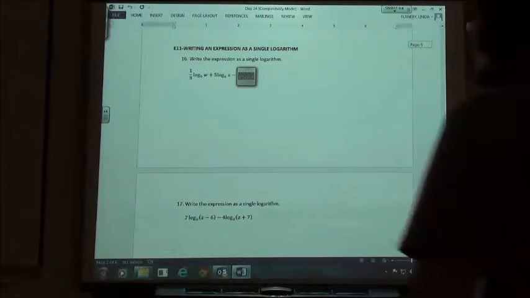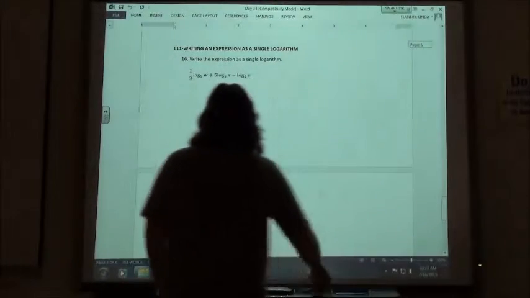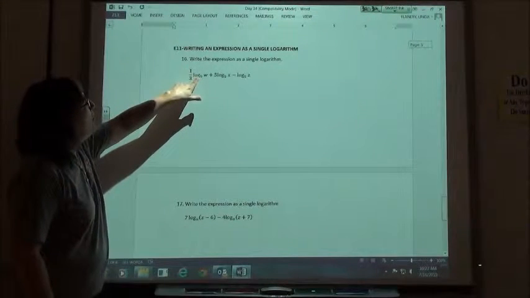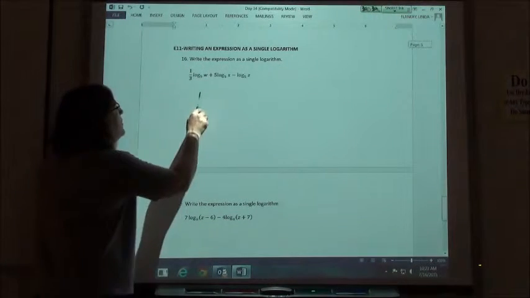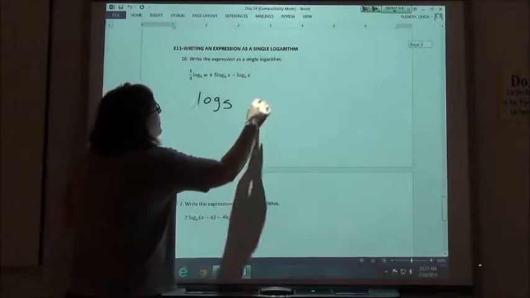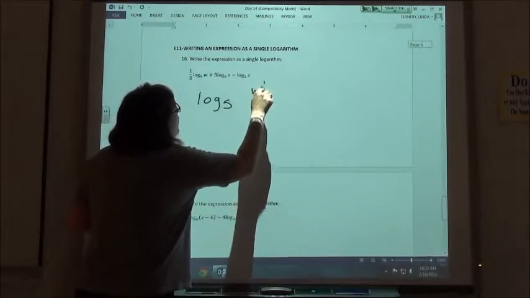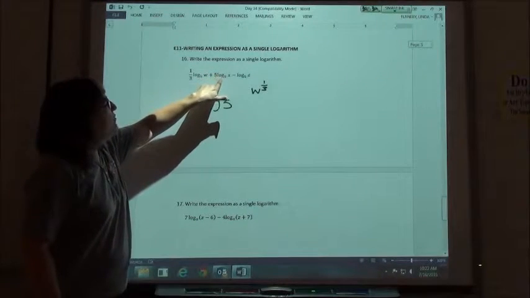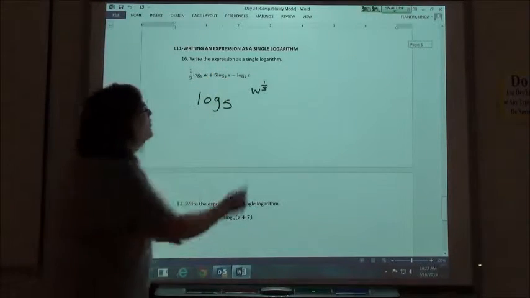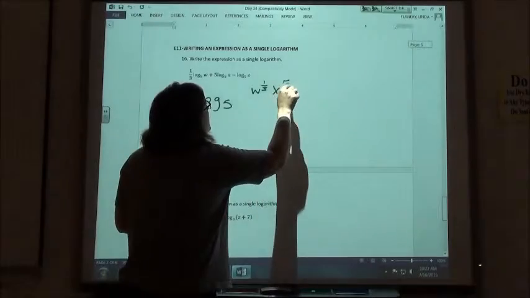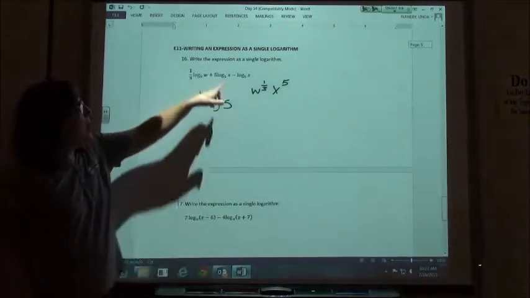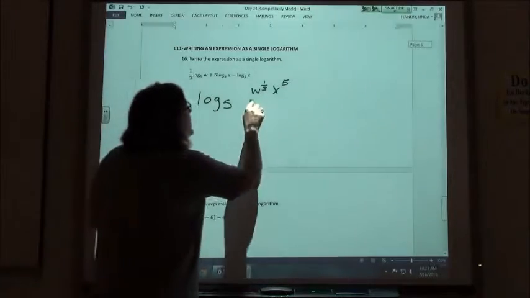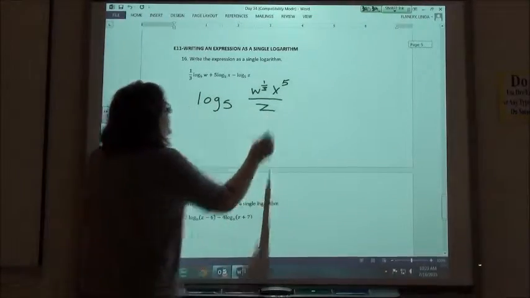Then 16, 17, and 18 just going in the opposite direction. So here I have 1/3 log base 5 of W. So I'm going to have log base 5 of W to the 1/3 power. I'm adding 5 log base 5 of X. So I'm going to multiply that by X to the 5th power. I'm subtracting log base 5 of Z, so I'm just going to have divided by the Z.